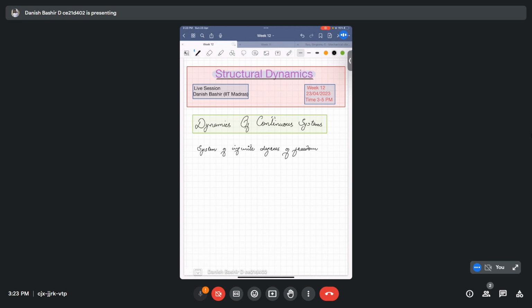introduction to vibration control, active control, passive control, design of tuned mass dampers. We will not be discussing that here. In fact, I will discuss the modules of week 10 in today's live session.